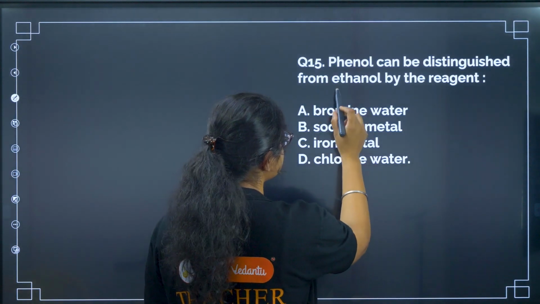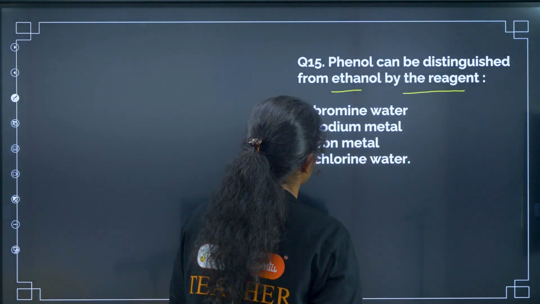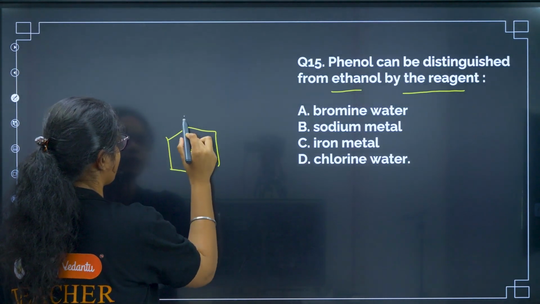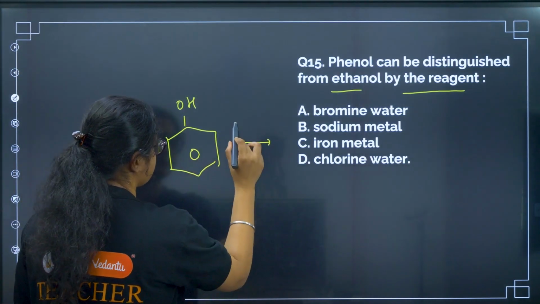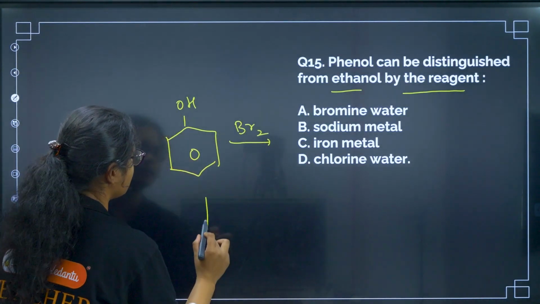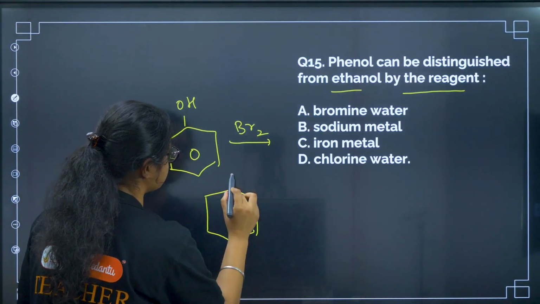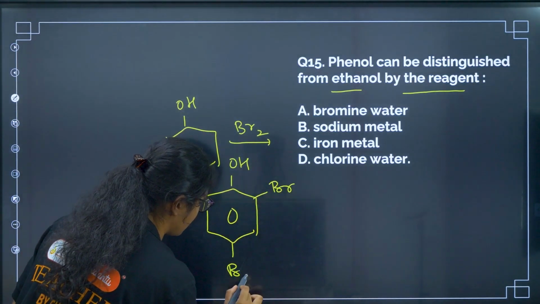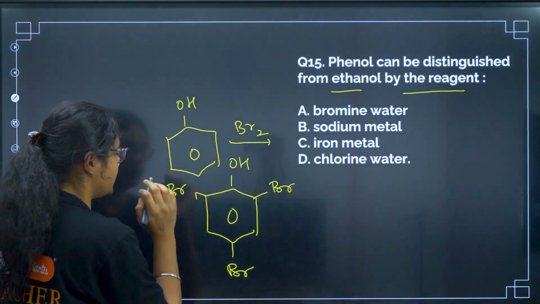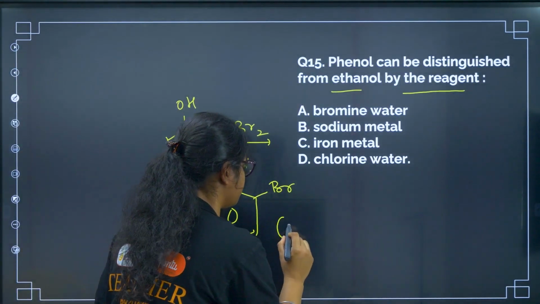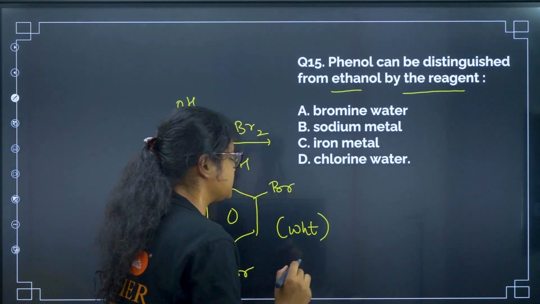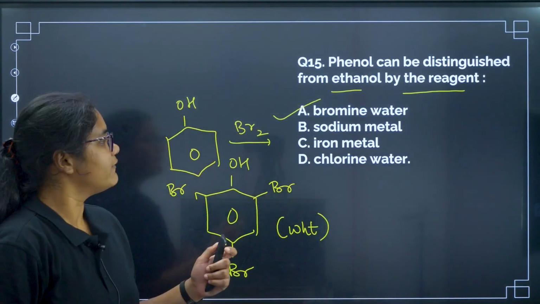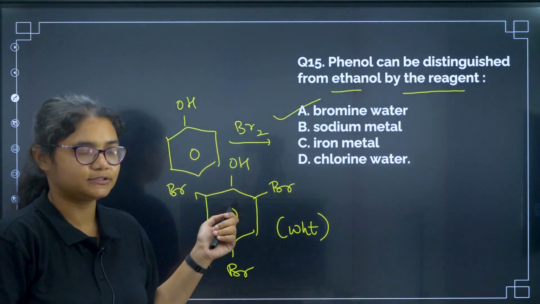Phenol can be distinguished from ethanol by the reagent. Okay, so here we have phenol. If you treat it with bromine water, we get tribromo substitution, OH, Br, Br, and then Br, right? So this is a white color precipitate. This reaction you have to remember. So it can be distinguished by treating with bromine water, whereas ethanol will not show the same reaction.